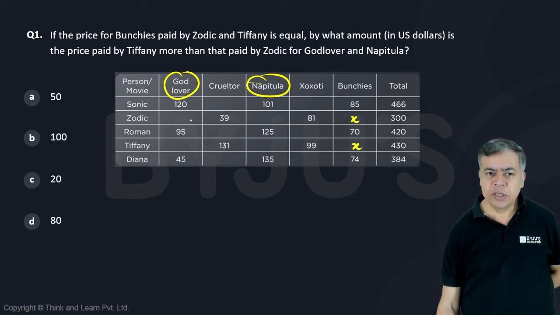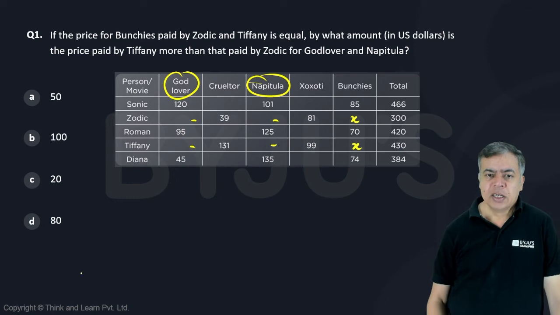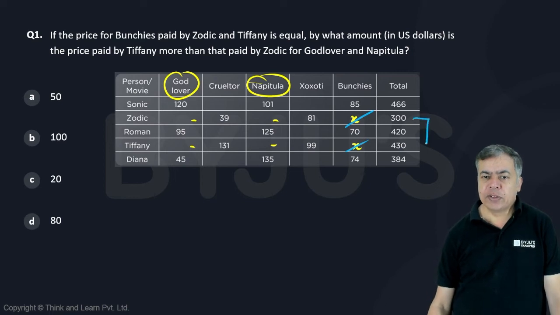Okay, so that means this was actually missing for both, right? Rest all are given now. If you see the difference between these two, you can calculate it like this. Just see that x cancels with x, right? I'm taking the difference. So the difference of 300 and 430 is 130. Total difference should be 130.